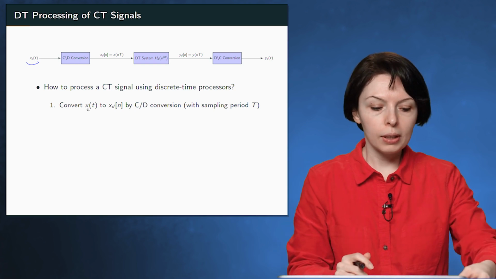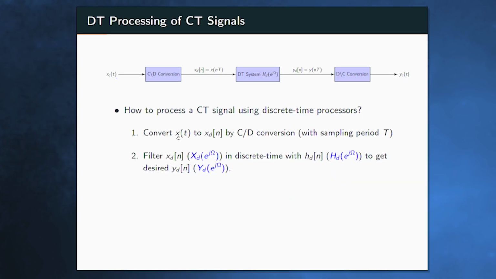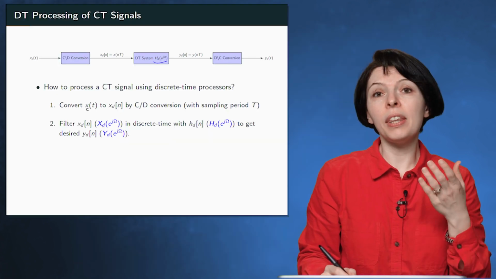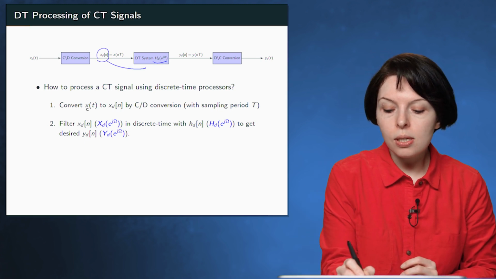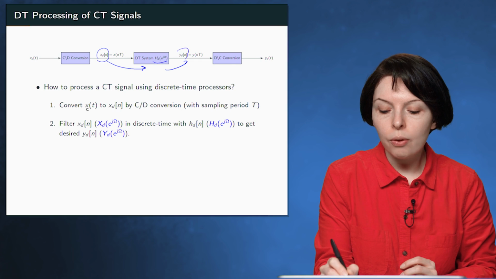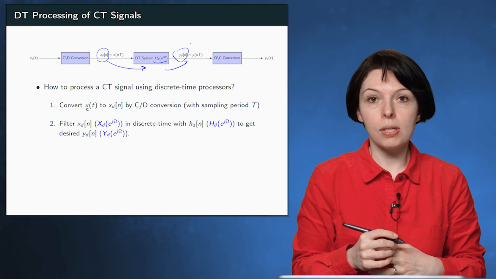Right. In the next step, after you have this discrete time signal, you would like to do the processing on it, so you have a discrete time system which has impulse response of h sub d of n, or frequency response of uppercase H sub d of e to the j omega. Then you send your discrete time signal x sub d of n to this system, and at the output you get y sub d of n, which is another discrete time signal.